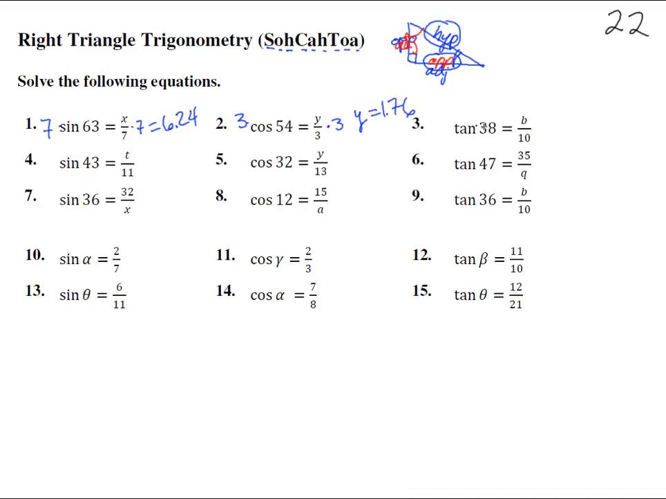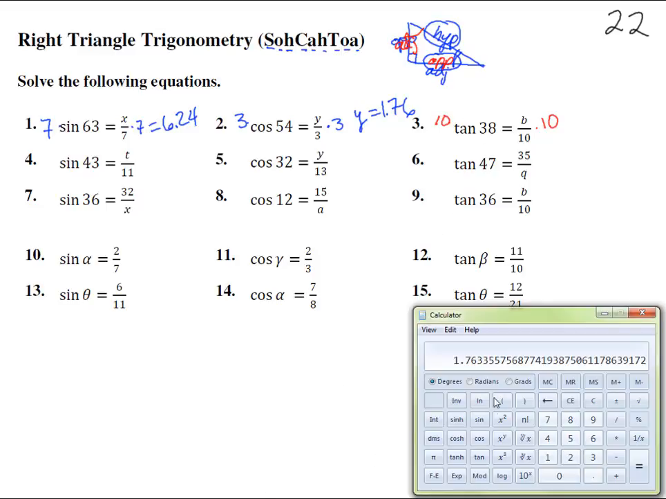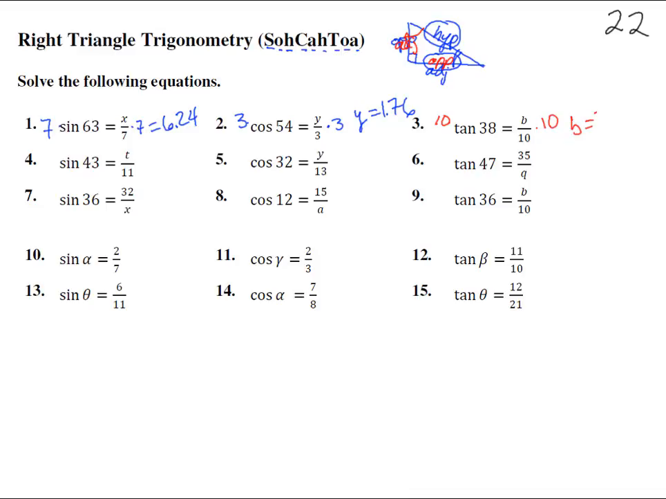Let's try the next one. Tangent of 38 equals b over 10. So times both sides by 10 to get b by itself. 10 times the tangent of 38 equals 7.81. b is 7.81. Alrighty, good.